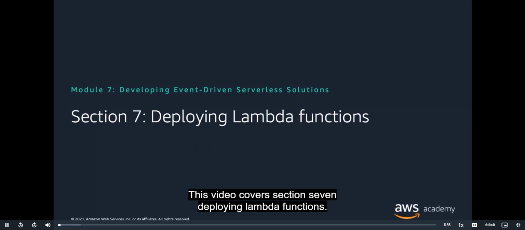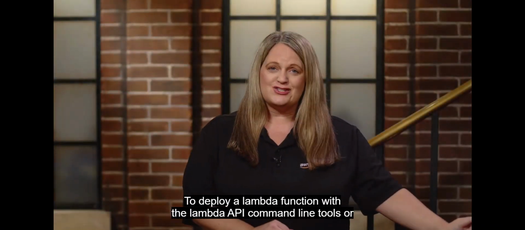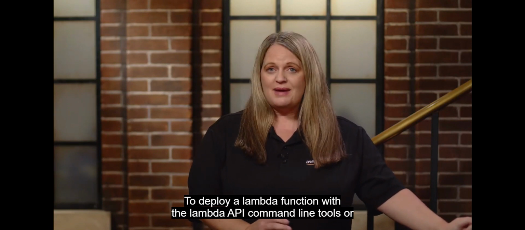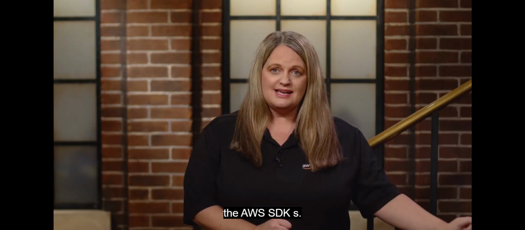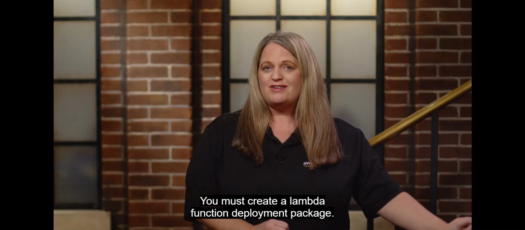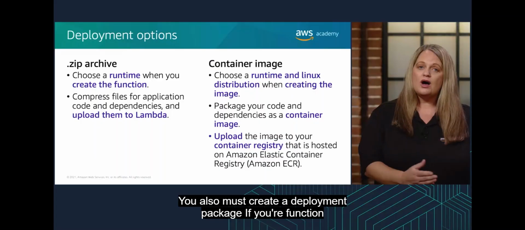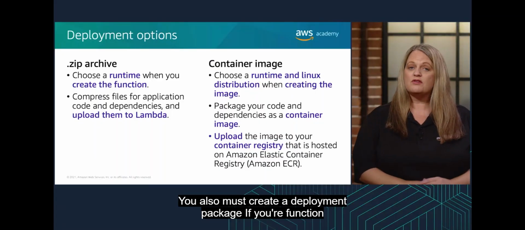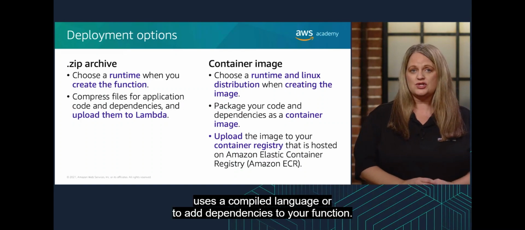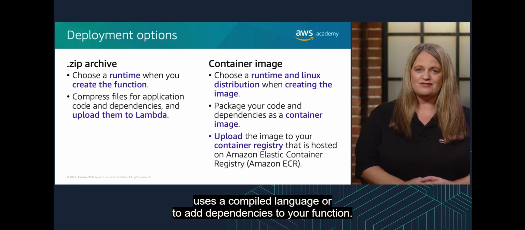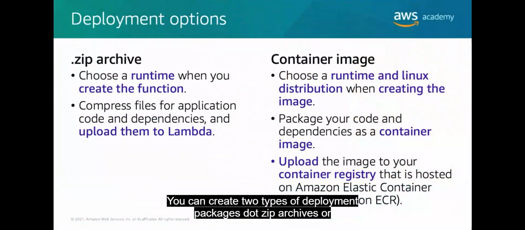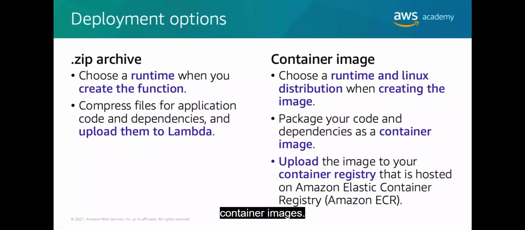This video covers Section 7, Deploying Lambda Functions. To deploy a Lambda function with the Lambda API, command line tools, or the AWS SDKs, you must create a Lambda function deployment package. You also must create a deployment package if your function uses a compiled language or to add dependencies to your function. You can create two types of deployment packages, .zip archives or container images.